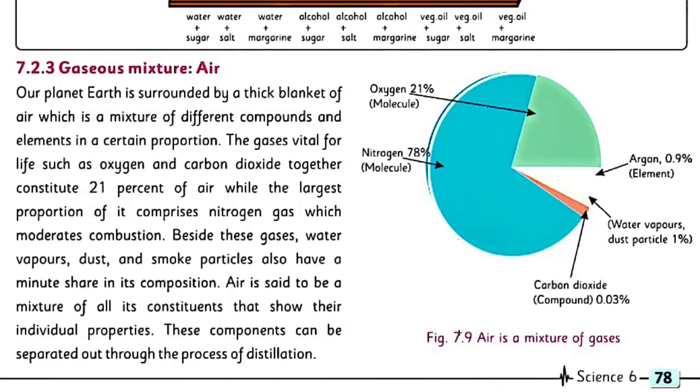Besides these gases, water vapors, dust, and smoke particles also have a minute share in its composition. Air is said to be a mixture of all its constituents that show their individual properties. These components can be separated out through the process of distillation.